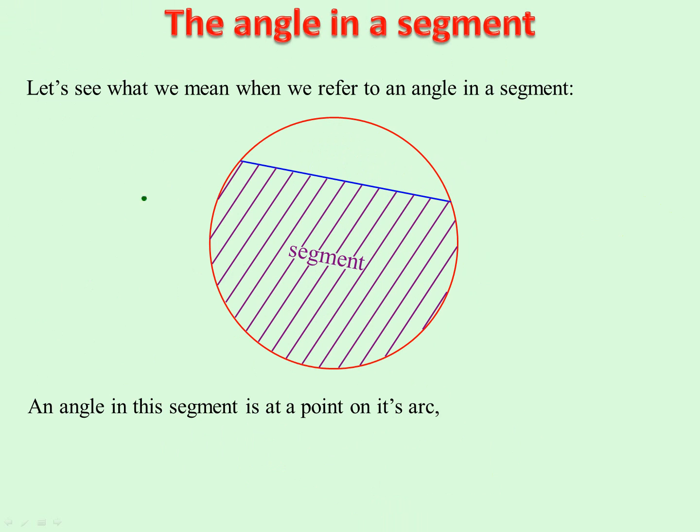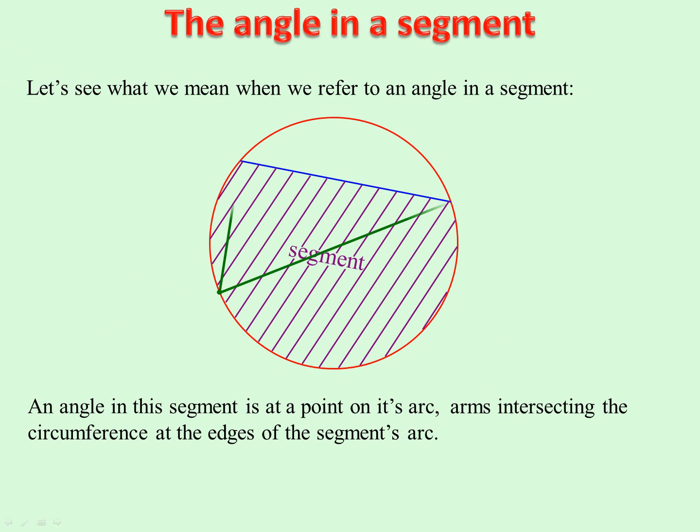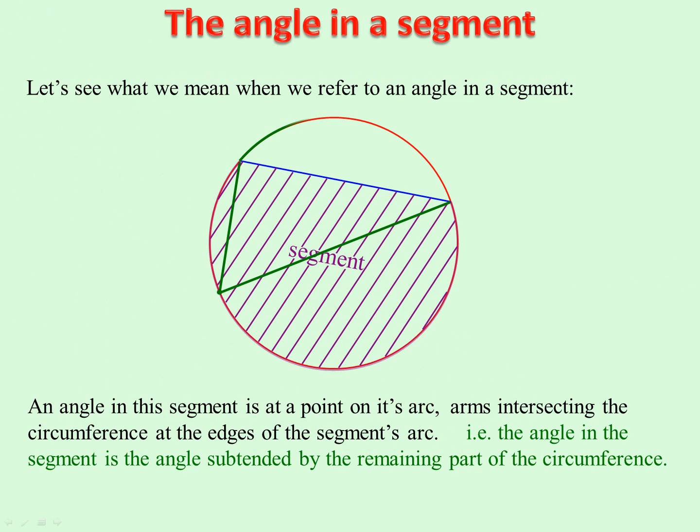Now an angle in the segment, in the shaded section, would be at any point on the arc, on the circumference of that segment, and the arms of the angle are drawn intersecting the circumference at the edges of the segment's arc. So in other words, I go from that point to there and there, at the very edges of the arc of the segment.